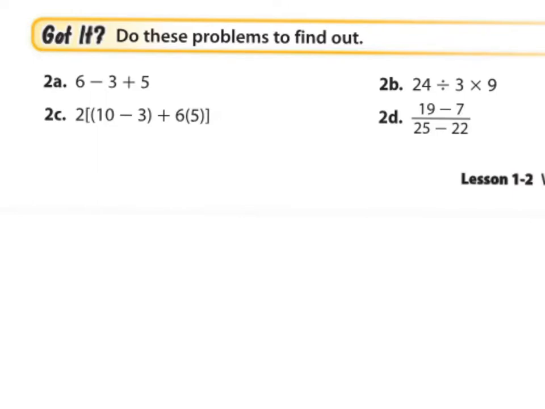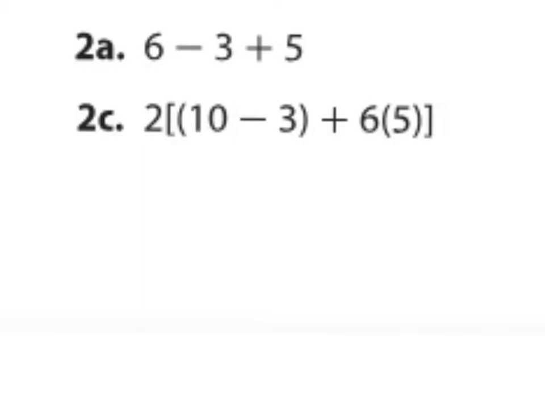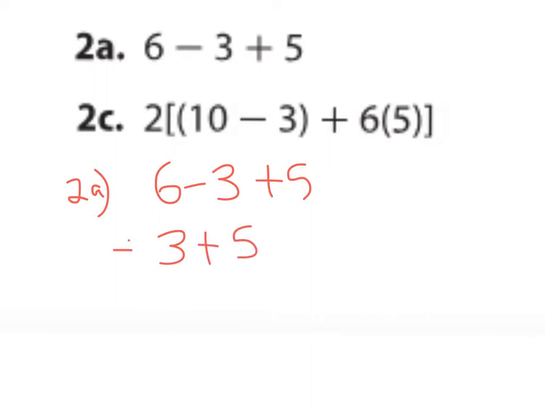Pause now. Okay, let's try 2a. For 2a, we only have subtraction and addition. I can do them interchangeably, but I will do them from left to right as the rules demand. 6 minus 3 is 3. Plus 5 is 8.